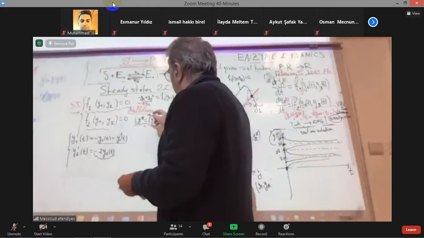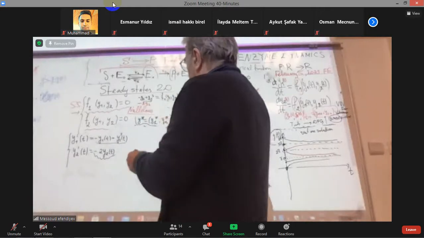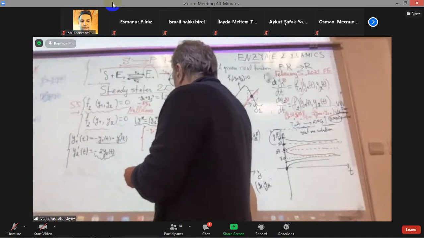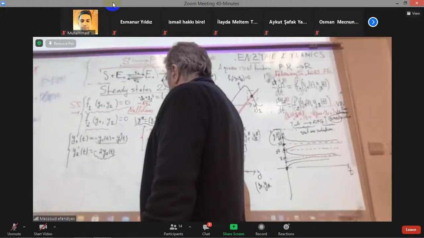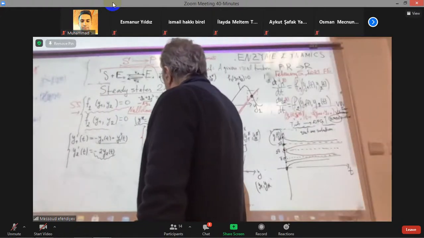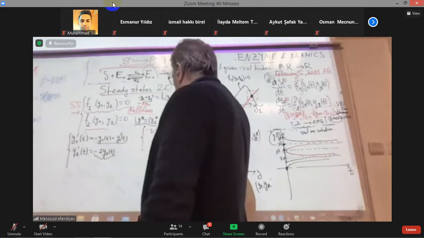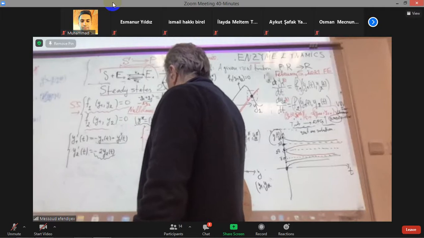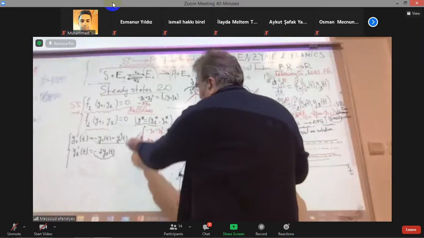Nullcline means that f1(y1, y2) is equal to 0, and f2 is equal to 0. So that means we have to consider the following equation: minus y1 plus y1 cubed is equal to 0, and minus 2 y2 is equal to zero. So we have to find the intersection of these, so we have to solve this system.